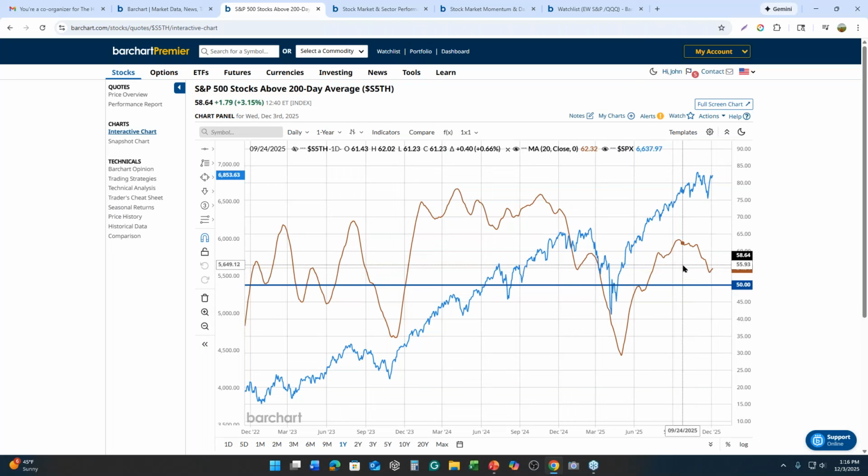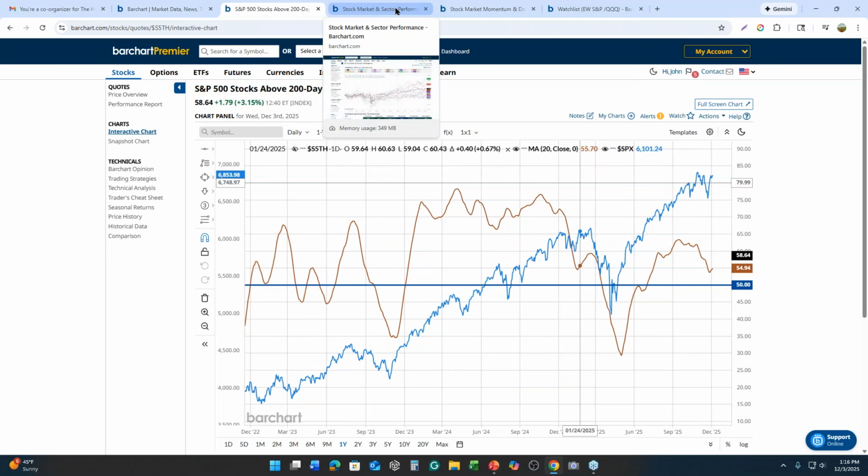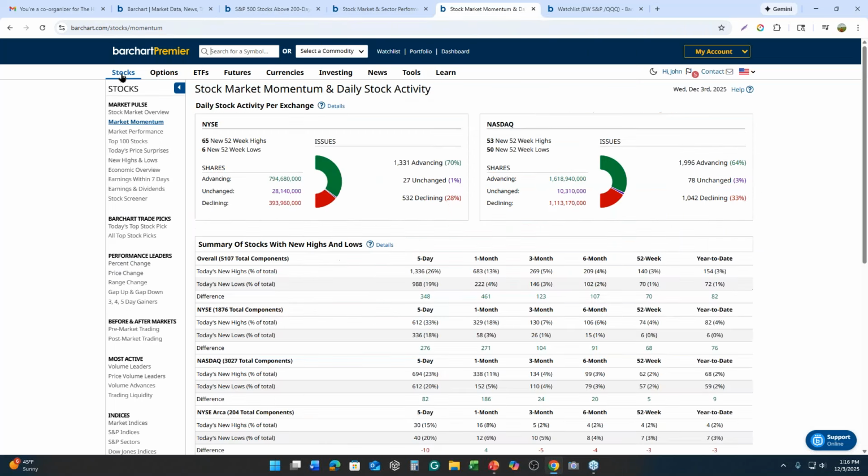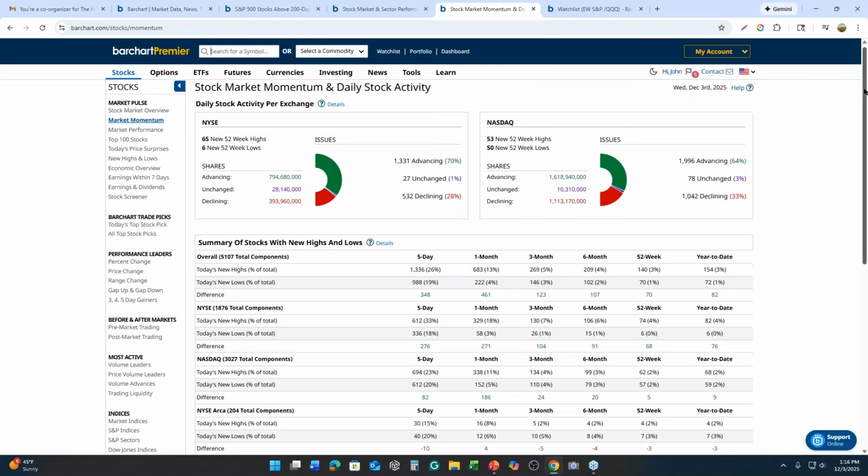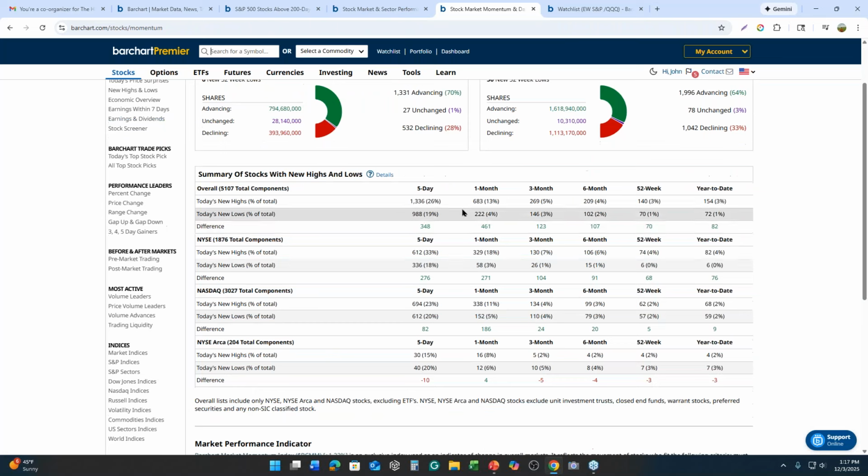All right, so the next one we're going to look at is the 52-week highs and lows. So I'm going to go back to where it says stocks, and I'm going to look under the one that says stock momentum. And notice that we do give you a number of new highs and lows over multiple time frames. As you become more familiar with this breadth idea, we want to watch the number of new highs versus the number of new lows to get a determination of the health of our trend.